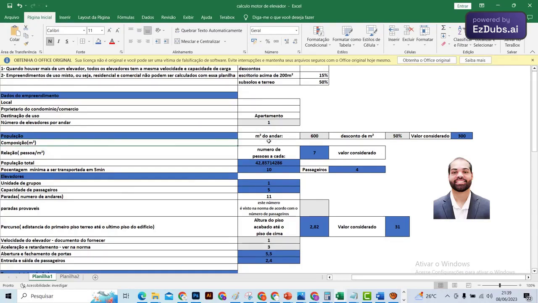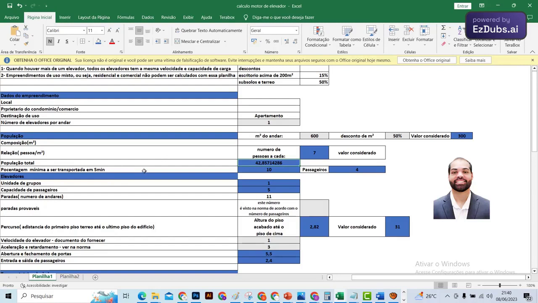Square meters of our floor, I will consider 600 square meters on the floor of my consumer units. 50% of the total of that area is disregarded, because some areas are related to the corridor and the hall, so they do not count as apartments, thus totaling 300 square meters. Persons per square meter: here I have the number of people for every 7 square meters. I will have a total population of 42 people living on that floor, considering a single elevator, okay?